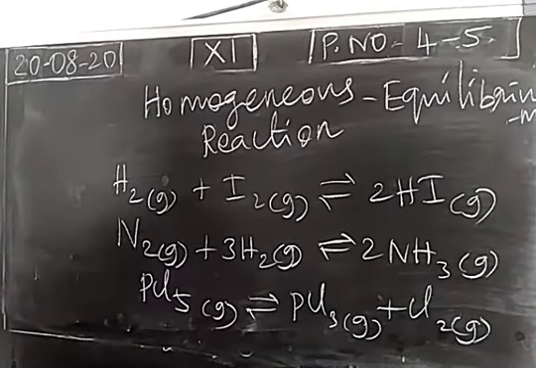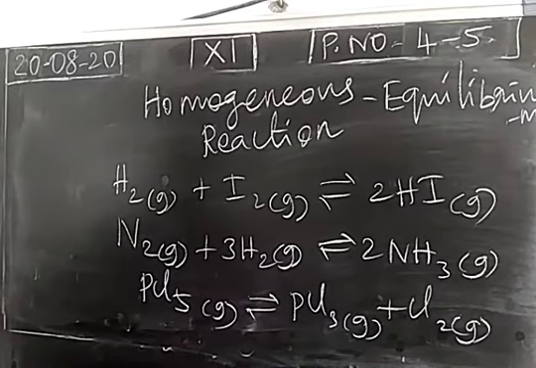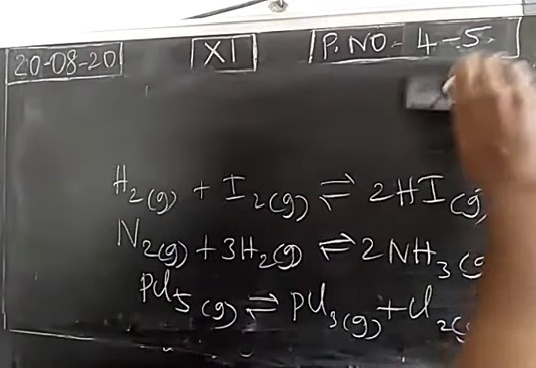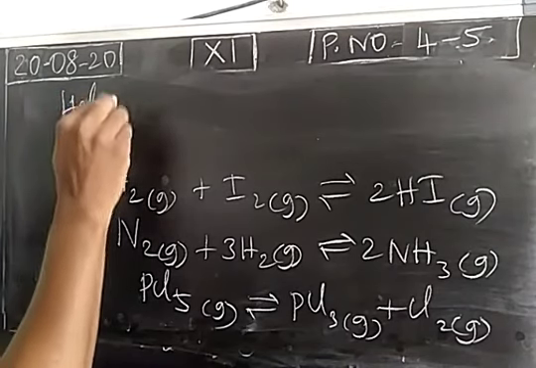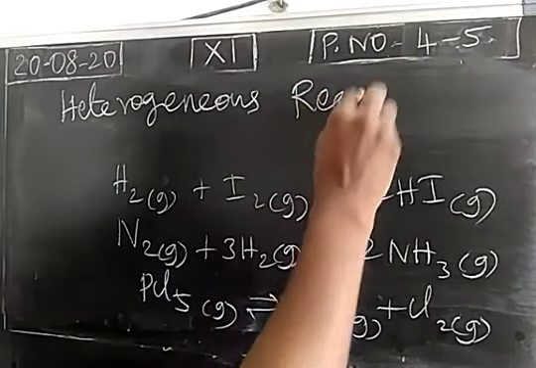Equilibrium is of two types, physical and chemical equilibrium, based on the process. Next, equilibrium is of two types, homogeneous and heterogeneous, based on the physical state of the substances. If all the substances are in the same phase, it is called a homogeneous reaction, and the equilibrium is called a homogeneous equilibrium. Next, we take heterogeneous reactions.